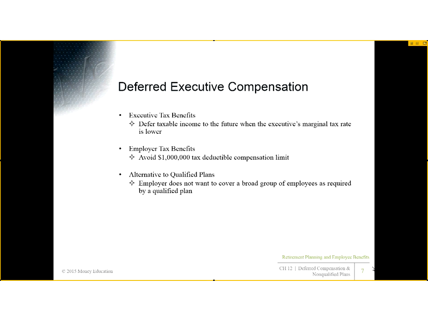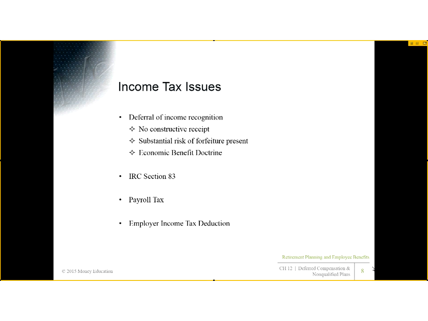And then, as we said, there are alternatives to qualified plans. So, income tax issues. When you defer the income, if there's no constructive receipt, in other words, it's not set aside for you in a trust account that you could actually get to if you wanted to, that would be constructive receipt. And if there's substantial risk of forfeiture present, if it is subject to the creditors of the employer, or if it has a vesting schedule attached to it, in other words, if I have to be there at the employer for a certain period of time. And the economic benefit doctrine means that if I have access to the economic benefit, then it's there. It's very similar to constructive receipt, and we'll get into that.